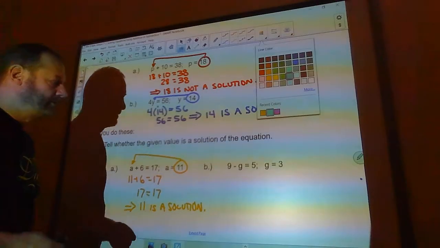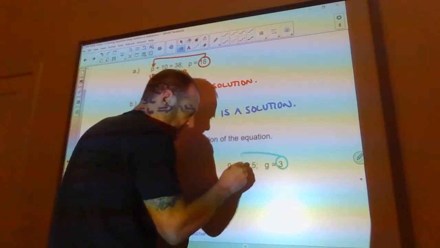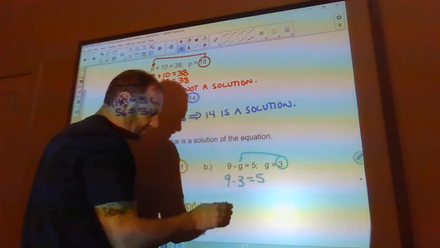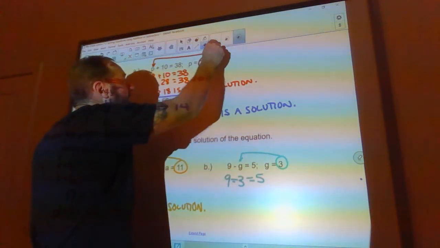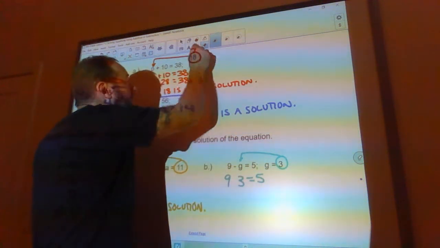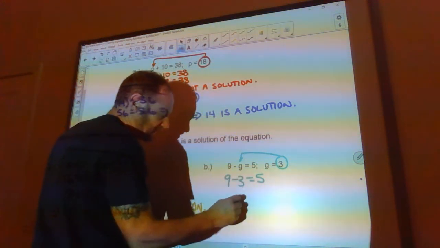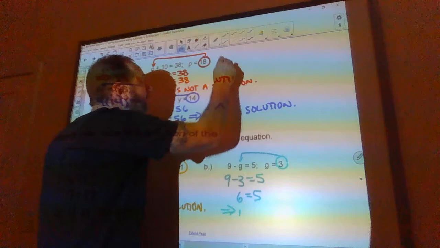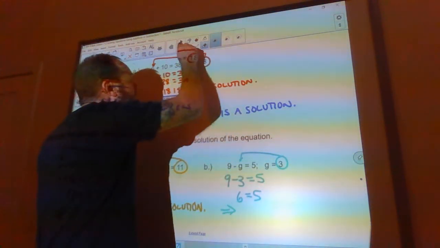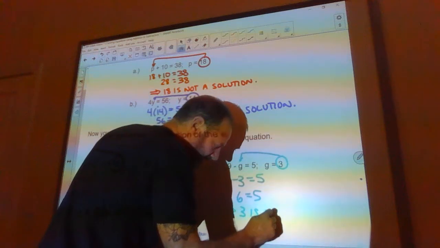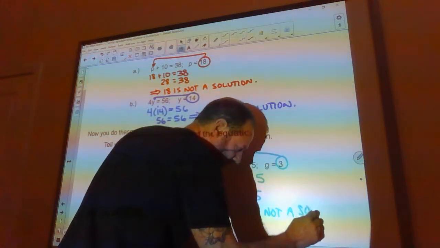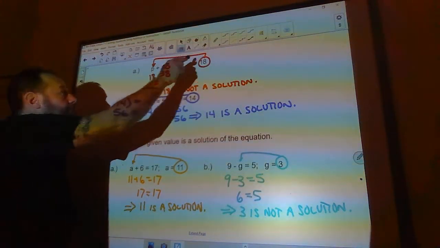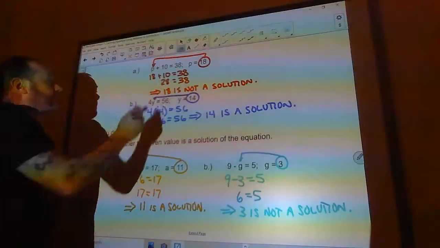Over here on this one, we're going to go ahead and take 3, substitute it in here for g, so 9 minus 3 is 5. Oops, that doesn't look good, does it? Well, 9 minus 3 is 6. That's not equal to 5, so this implies 3 is not a solution. And we're done. So hopefully that's what you got for both of those.